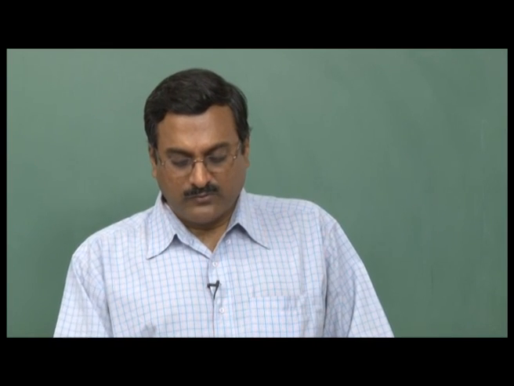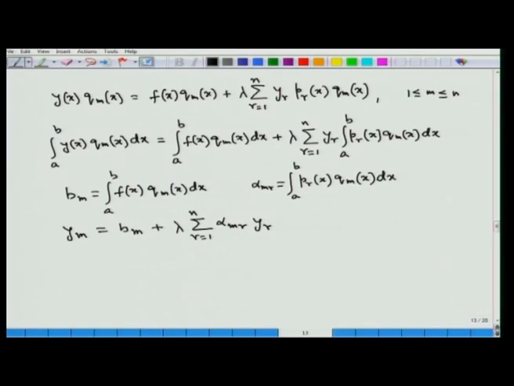So, that means we can find these n equations which are given by y_m equal to b_m plus lambda times the summation r running from 1 to n of alpha_mr y_r, where m equal to 1, 2, 3 up to n. Therefore, we have a system of equations which can be written in matrix form as y_1, y_2 up to y_n.